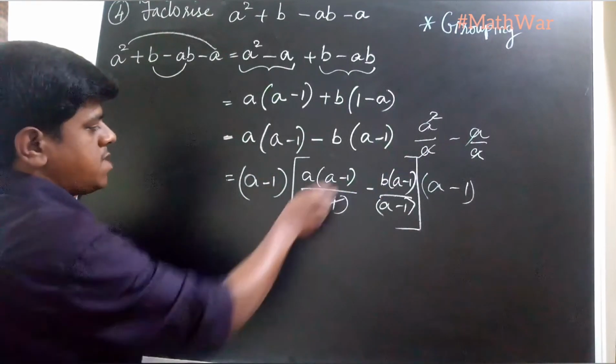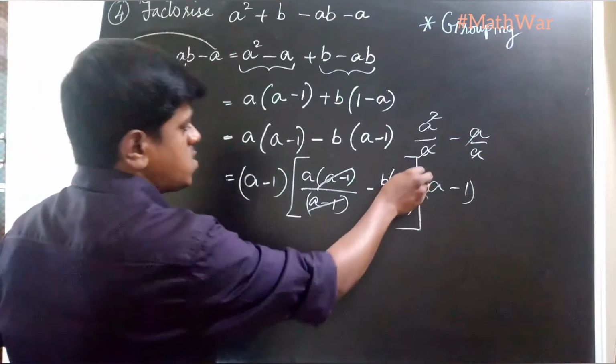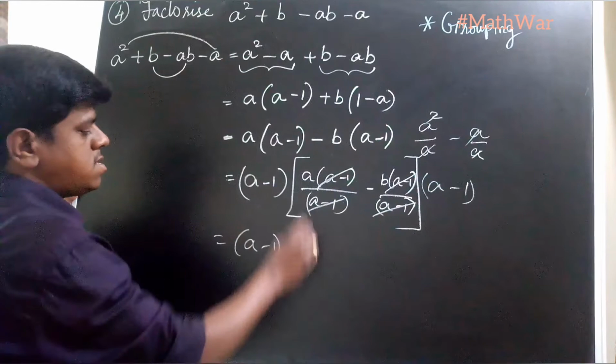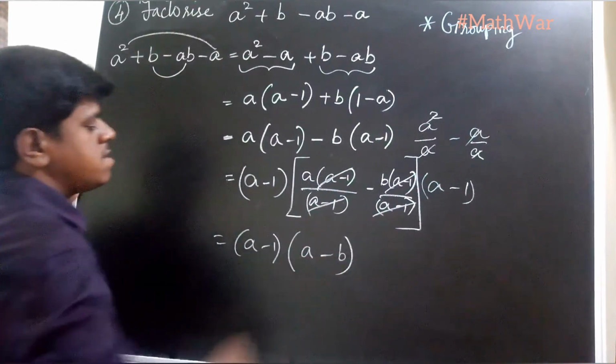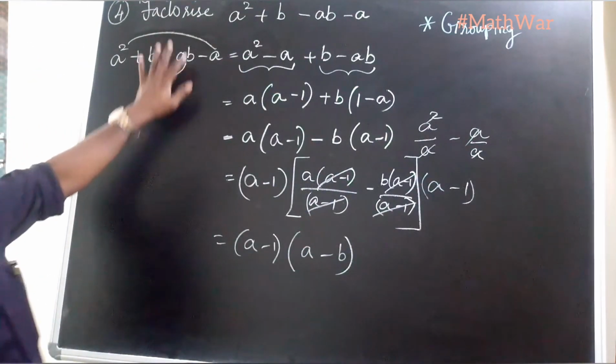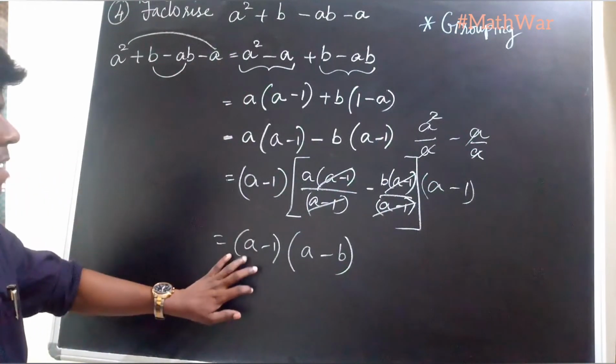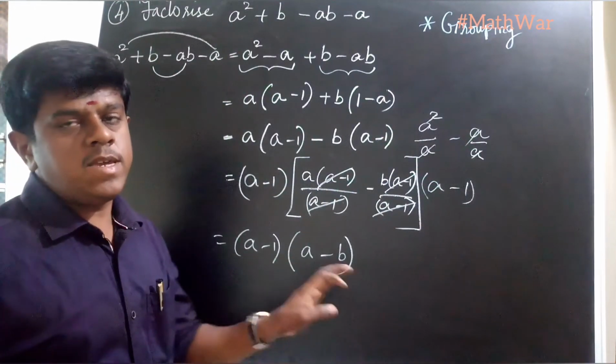Now you can see a minus 1 will get cancelled. Here a minus 1 will get cancelled. That is a minus 1 into here a minus b. So if you factorize a square plus b minus ab minus a, the final answer is a minus 1 into a minus b.